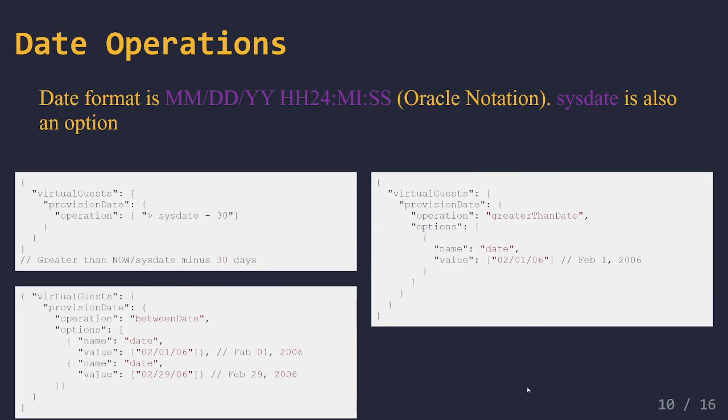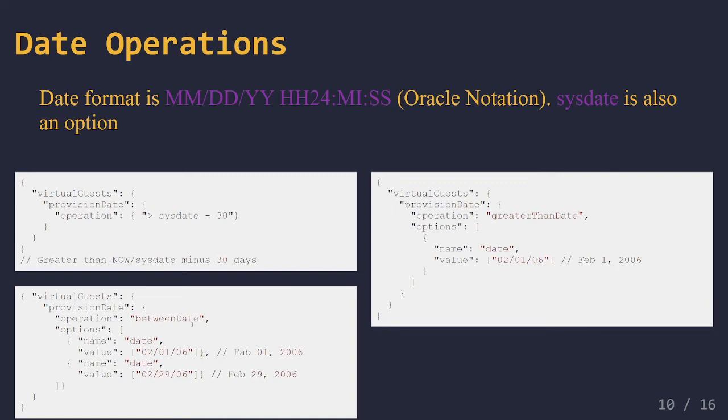Then we have our date operations. So date operations can be incredibly tricky. The date format is this, which is an Oracle notation. But you can also use sysdate for if you want to have a relative time. Sysdate is basically the equivalent of saying now. So, for example, we want all the virtual guests that have a provision date greater than sysdate minus 30. So that's going to give us all the virtual guests that were provisioned within the last 30 days.